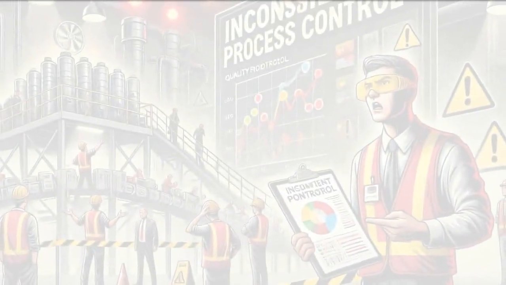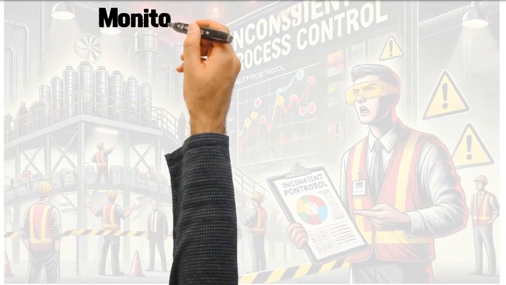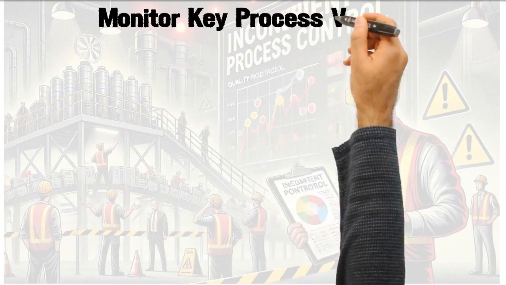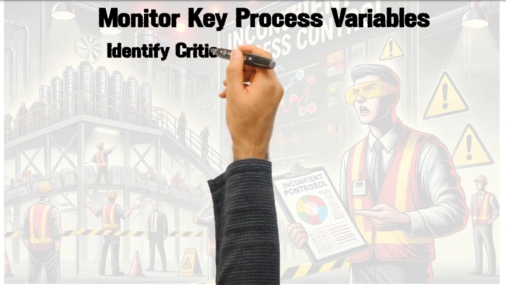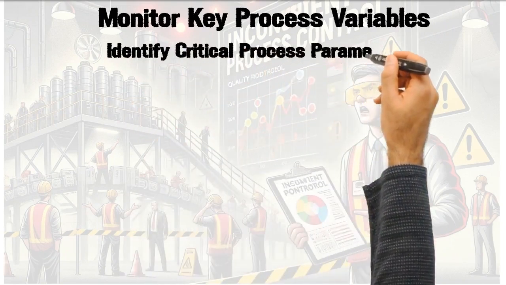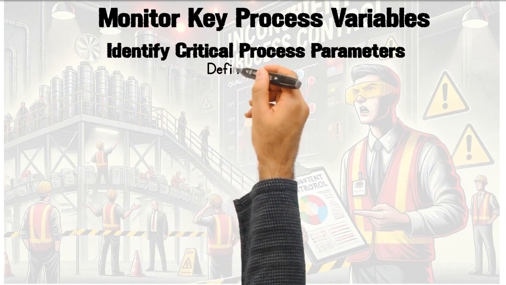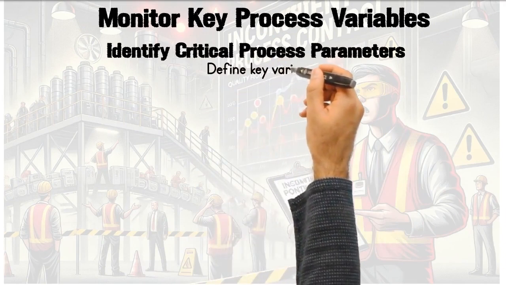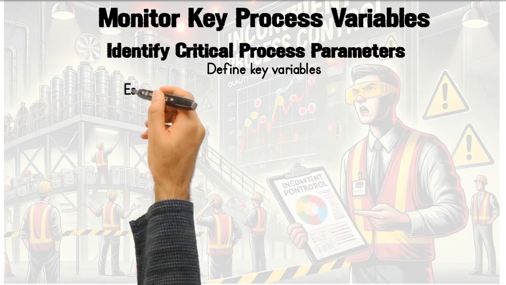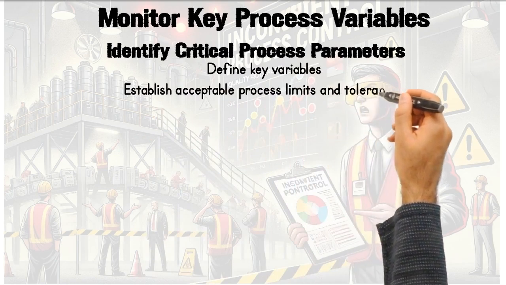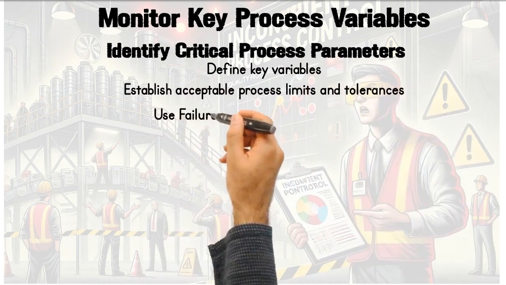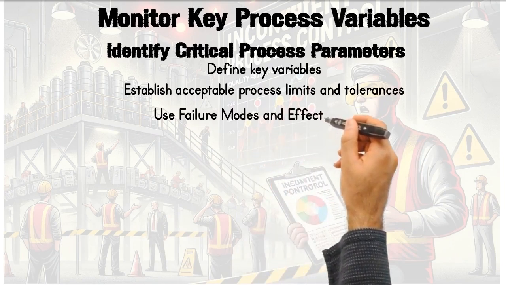The second best practice strategy is to monitor key process variables and implement real-time adjustments. Firstly, you need to identify critical process parameters. Define key variables, for example, temperature, pressure, speed, that impact quality. Establish acceptable process limits and tolerances for each variable. Use failure modes and effects analysis, FMEA, to identify risks.